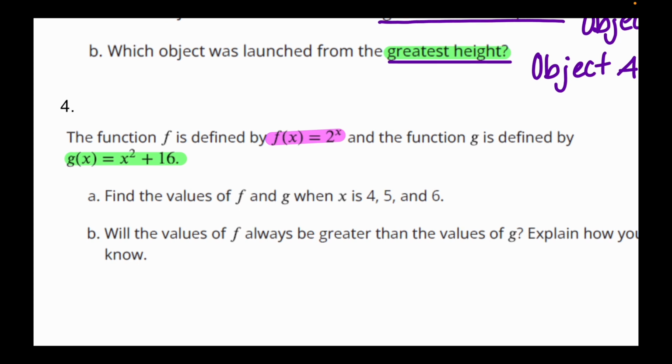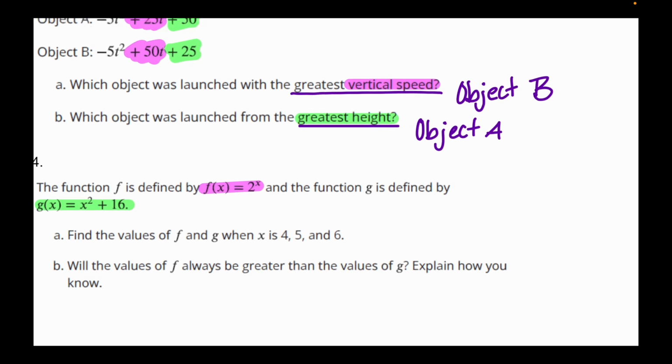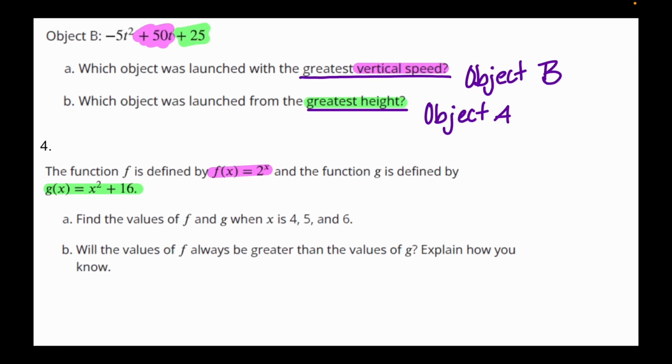They want us to find the values of f and g when x is 4, 5, and 6. So I'm going to make a little table off to the side here. So let's see. I'll say that I have x, and then I'll have f of x. Need to write a little smaller than that. We'll have x, f of x, and then g of x.